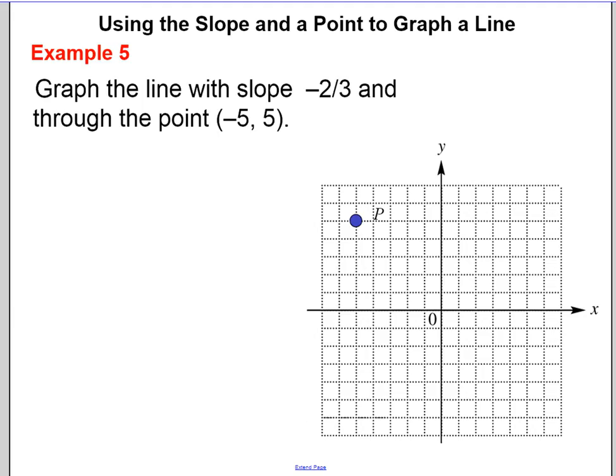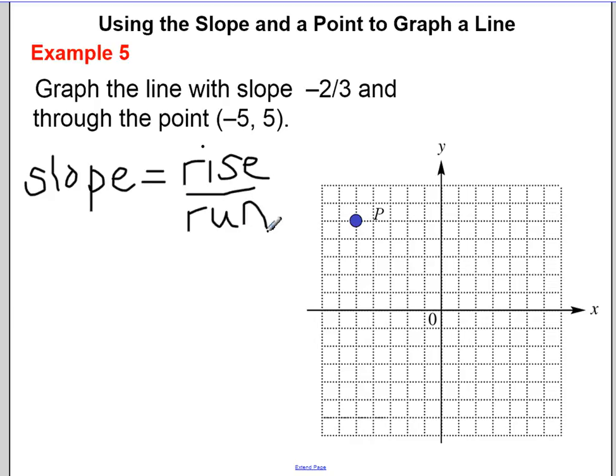In our next example, we want to use a slope and a point to graph a line. Graph the line with slope of negative 2/3 that goes through the point negative 5, 5. Now remember that slope is equal to the rise over the run, also a formula, but we can use the concepts of rise and run to find another point that's on the line. In this case, the slope is equal to negative 2 over 3.